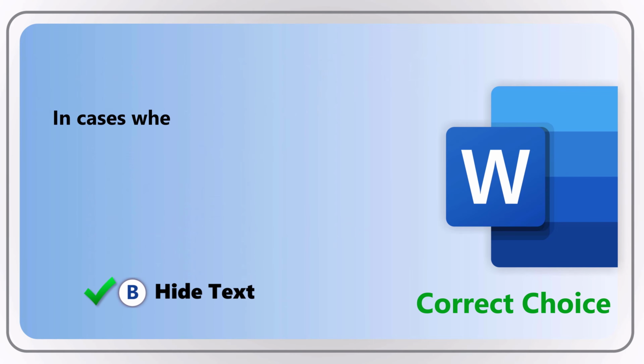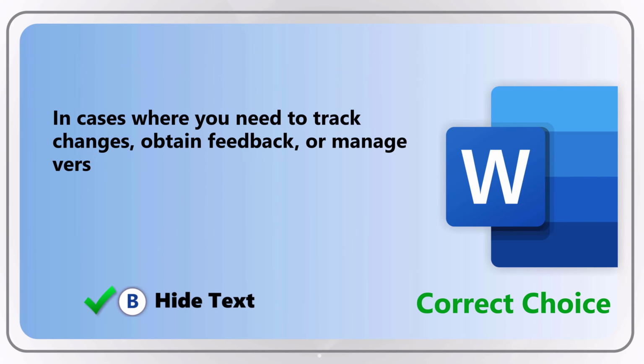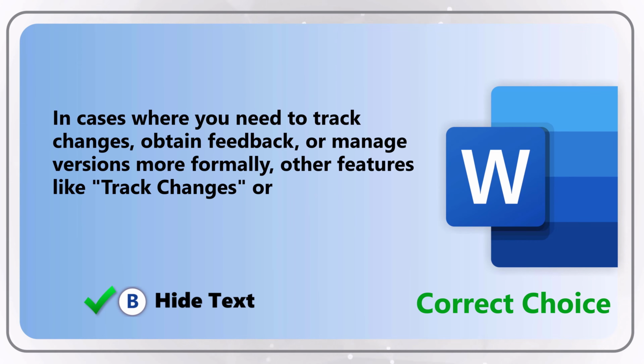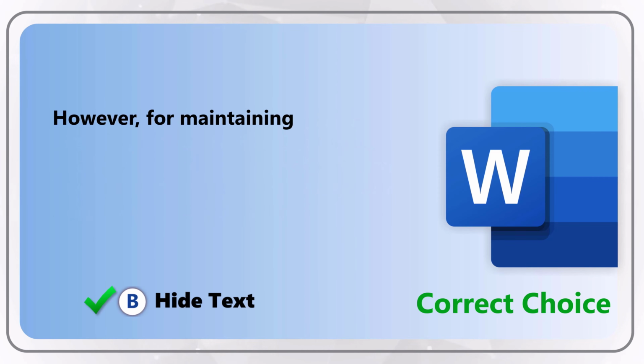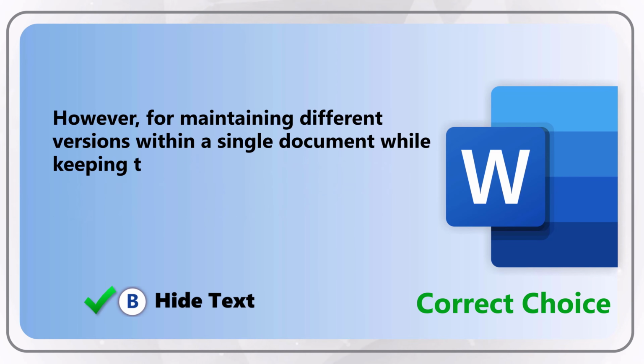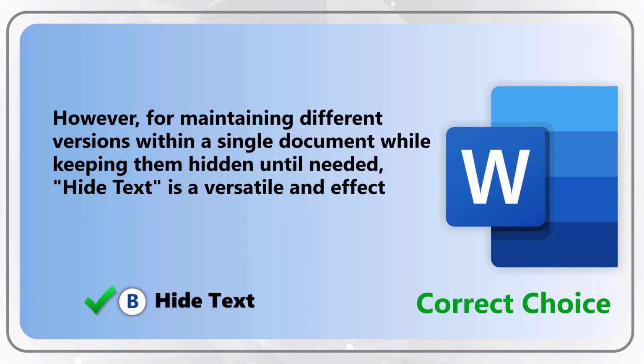In cases where you need to track changes, obtain feedback, or manage versions, features like track changes or comments may be more appropriate. But in this particular case, for maintaining different versions within a single document while keeping them hidden until needed, hide text is a very cool and effective option.